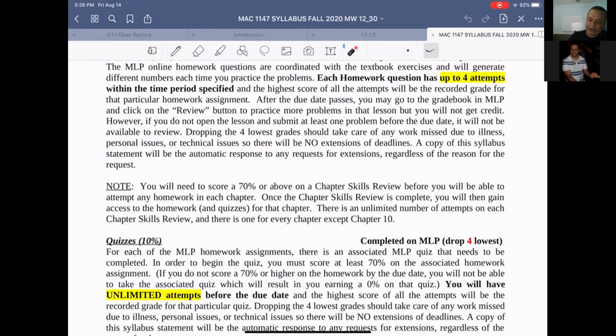Okay, now each homework problem you can do up to 4 attempts. The quizzes you can do unlimited attempts. Okay.